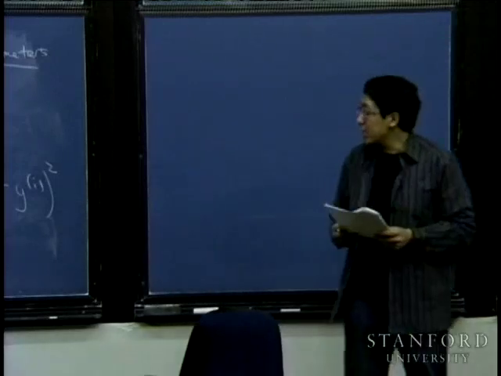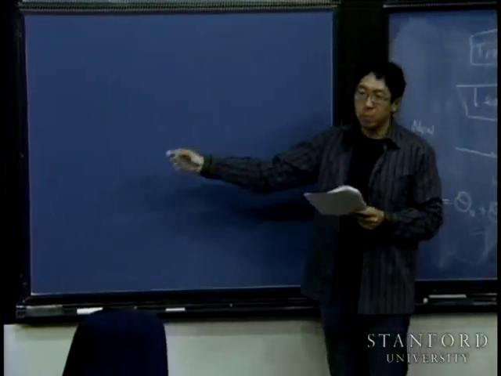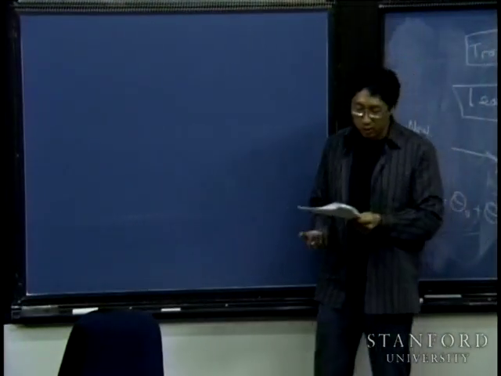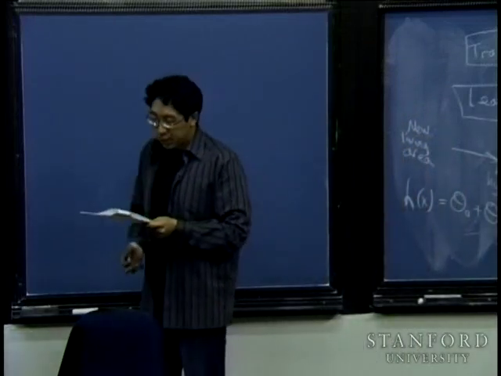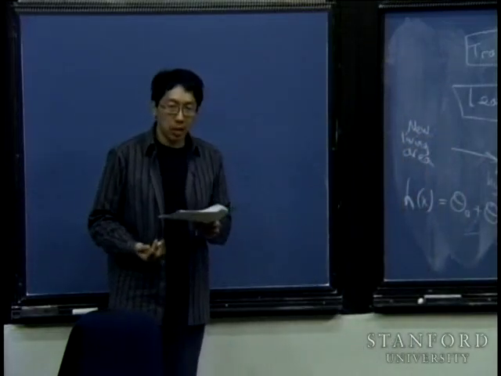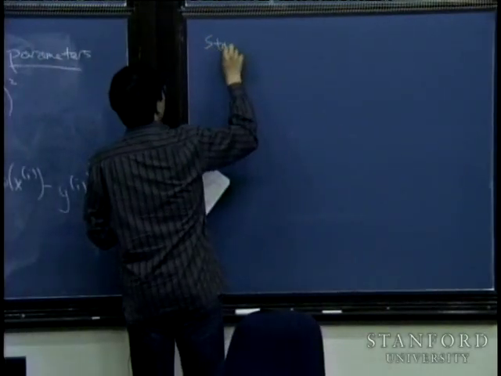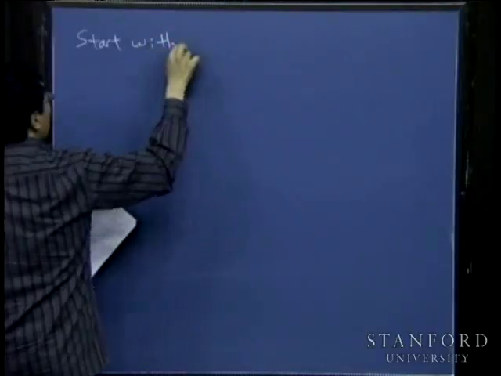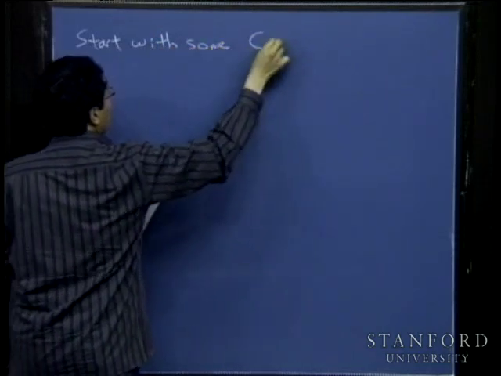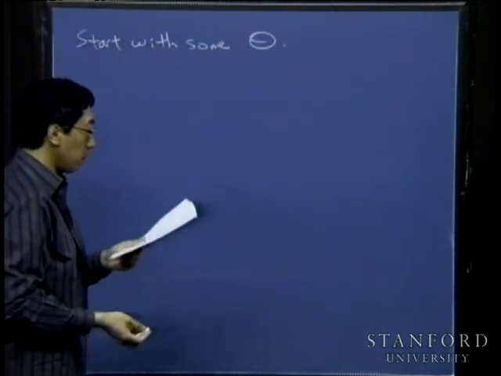So I'm going to talk about a couple of different algorithms for performing that minimization over theta of J of theta. The first algorithm I'm going to talk about is a search algorithm where the basic idea is we'll start with some value of my parameter vector theta.